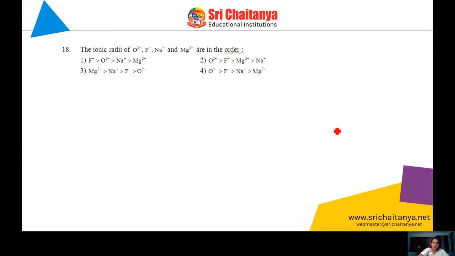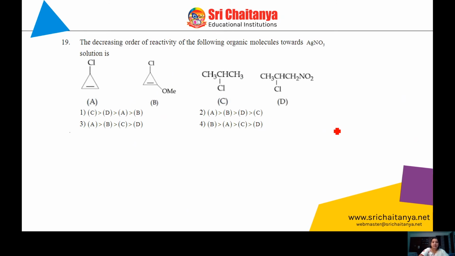Our next question is 19. The decreasing order of reactivity of the following organic molecules towards AgNO3 solution. Though they are not defining which type of AgNO3 solution, usually it is always aqueous. So first let me tell you what reaction takes place if I take this in aqueous AgNO3. Basically it finally forms alcohol and AgCl precipitate, a white precipitate. AgNO3 is an SN1 catalyst.